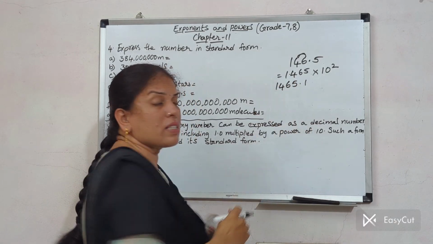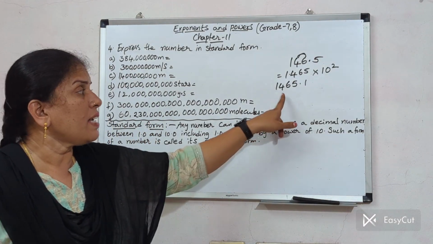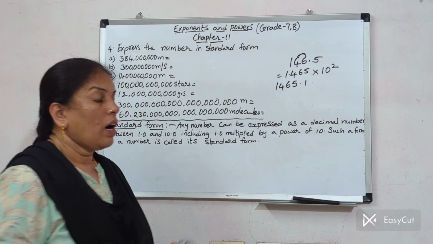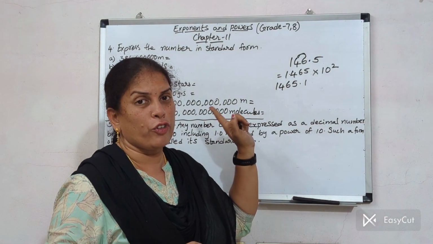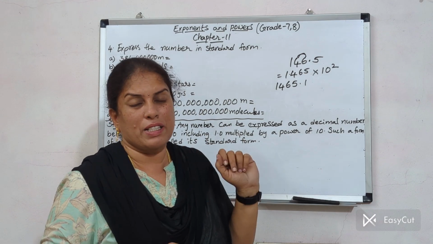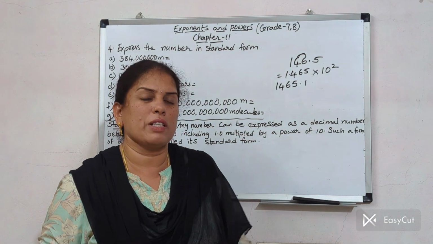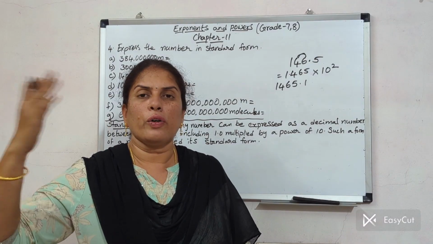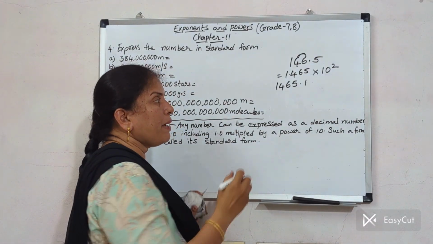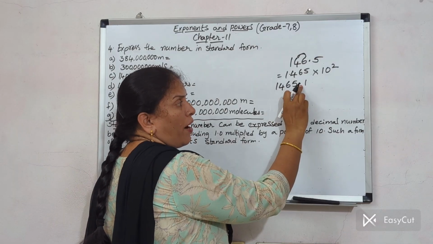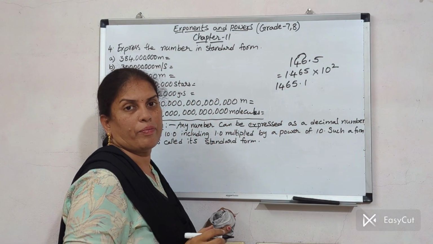1465.1. They asked to write in standard form. How to change this one into standard form? I told you already that standard form means before the decimal point only a single digit must be there, that too from 1 to 10 only. It may be 1, 2, 3, 4, 5, 6, 7, 8, up to 9 only. That means before the decimal point how many digits are there? 1, 2, 3, 4 digits are there.